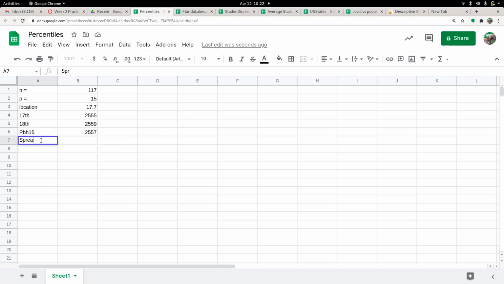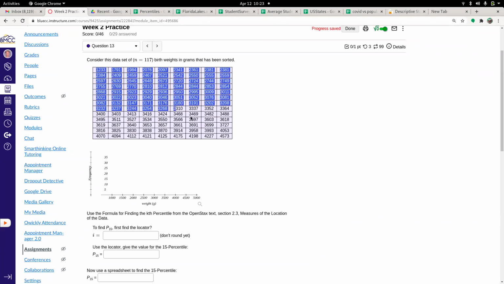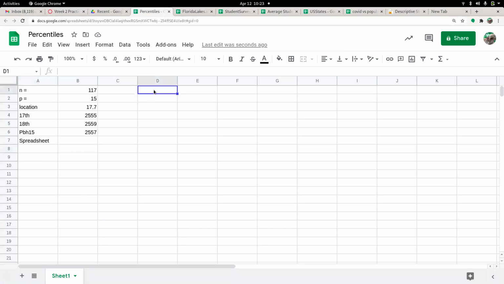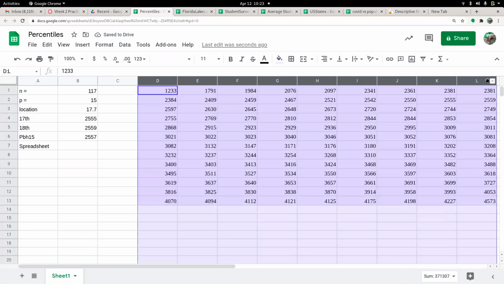So, spreadsheet. The point of that problem is just to illustrate what the heck is a percentile. But there's no set way to do it. So let's see, where's my data? I should be able to copy this into my spreadsheet. Let's put it right here, and then let's just clean that up a little bit.